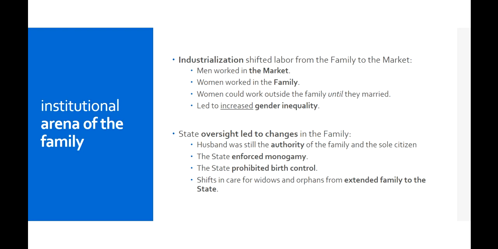But when we start to see a rise in industrialization, that is, the production of things in factories, and the spread of people moving to cities and living in urban areas instead of a more agrarian society, we see a shift from the family to the market as the primary arena for economic gain and for labor. And with this shift, we see the separation of men and women into different spheres.